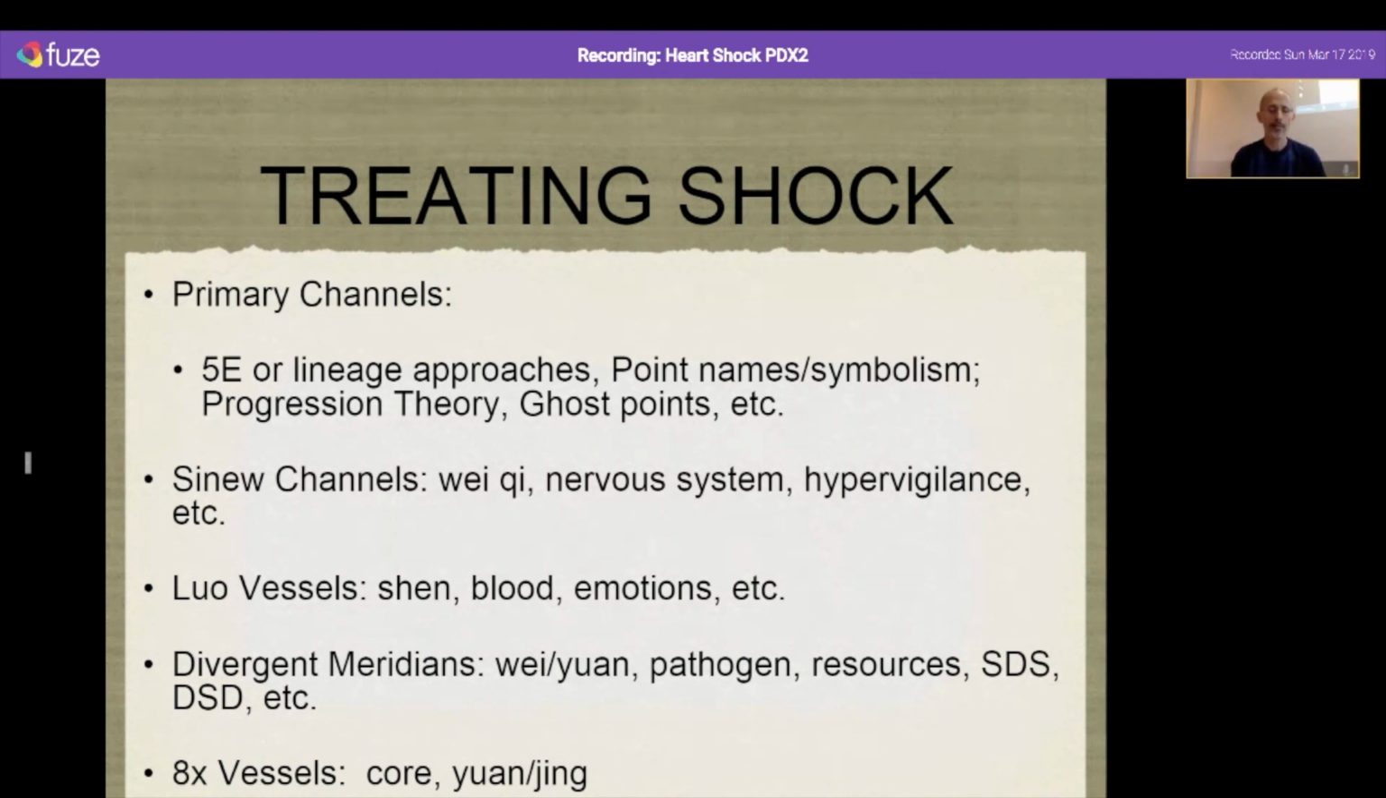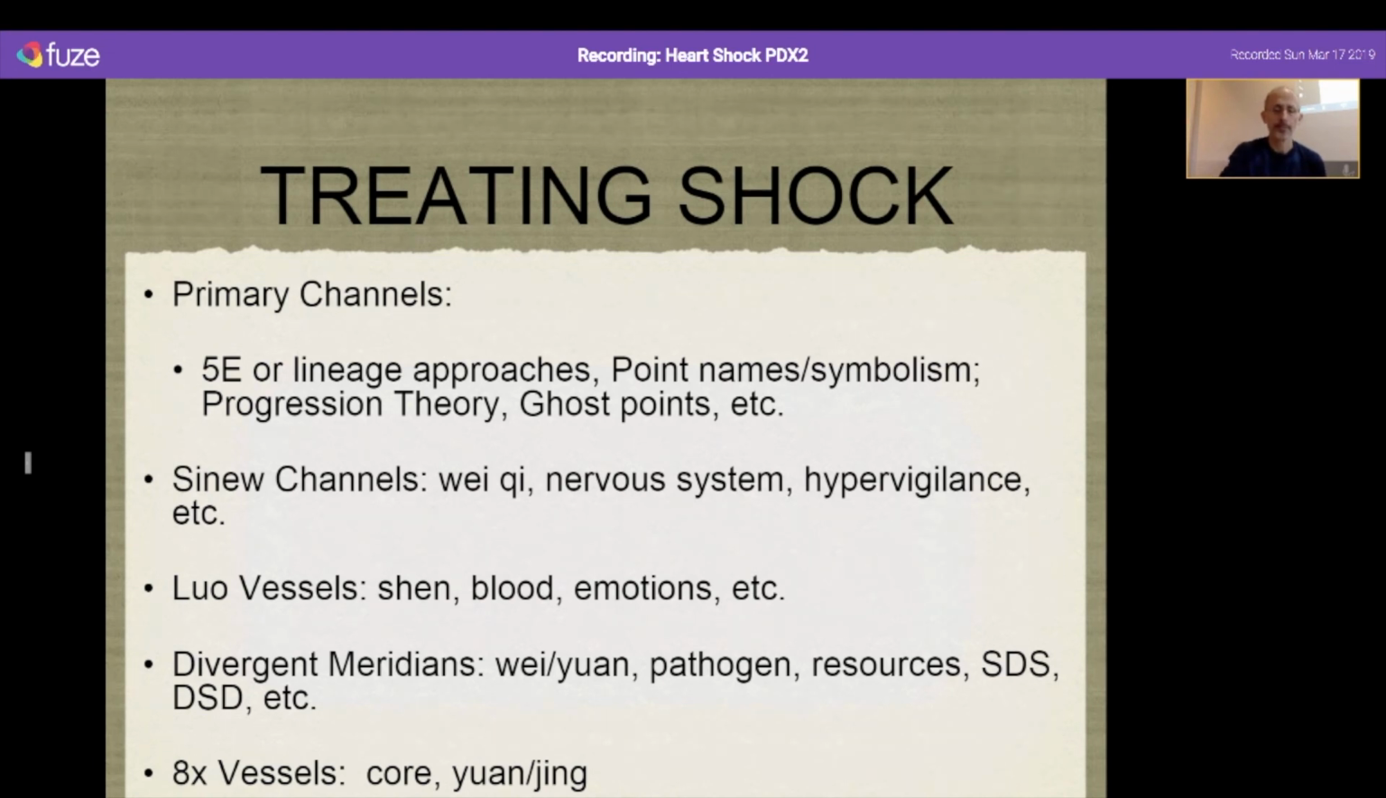Okay. And then 8 extra vessels and that kind of channel pathology would be things that really are addressing primarily the Ying level and the Jing level, right? Things like pediatrics, geriatrics, genetic problems, those sorts of things. Okay, we get more than that, but that's a basic simplified classification.